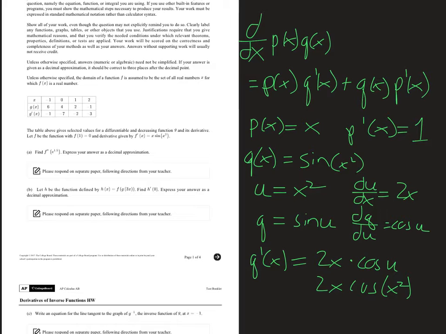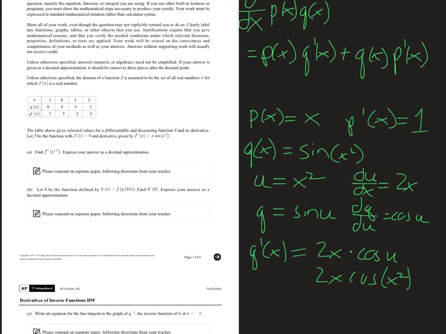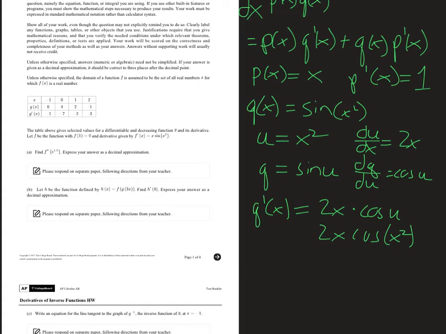And so what I have here are the pieces for my product rule: p of x, q prime, q of x, p prime. So I just need to put those together into my product rule there. Let's shift this up just a little bit so that I can write it all out. So my derivative here, my f double prime, is all a product rule.